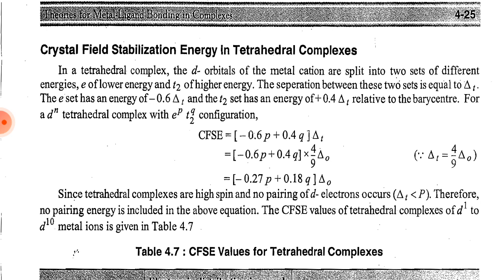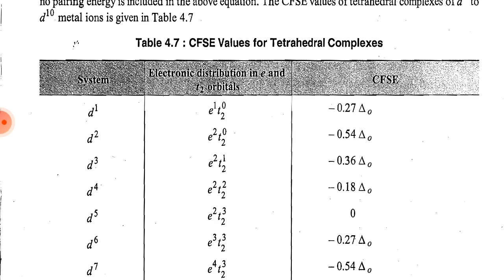So CFSE will be minus 0.27 p plus 0.18 q delta 0. Why? Because delta T value is 4/9 delta 0. Since tetrahedral complexes are high spin and no pairing of d electrons occurs, delta T is smaller than the pairing energy, therefore no pairing energy is included in the above equation. The CFSE value of tetrahedral complexes of d1 to d10 metal ions is given in table 4.7.